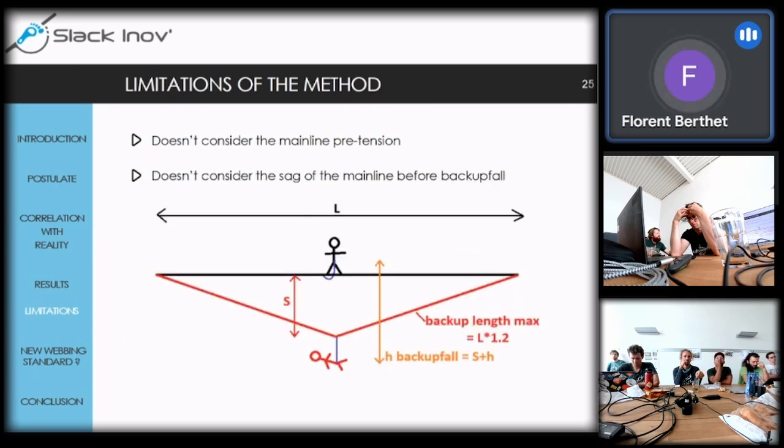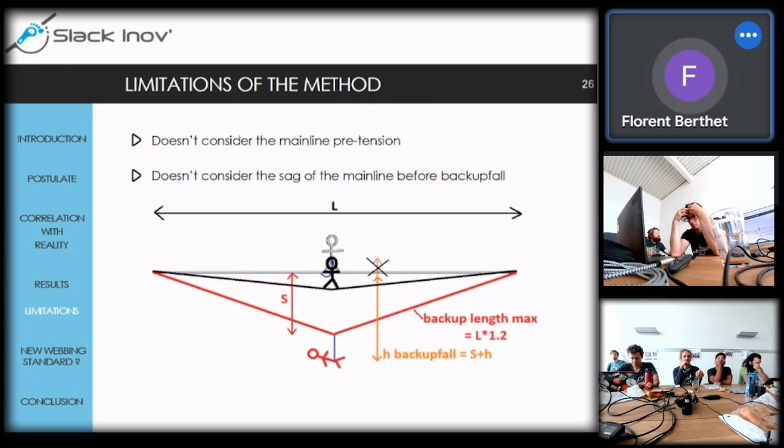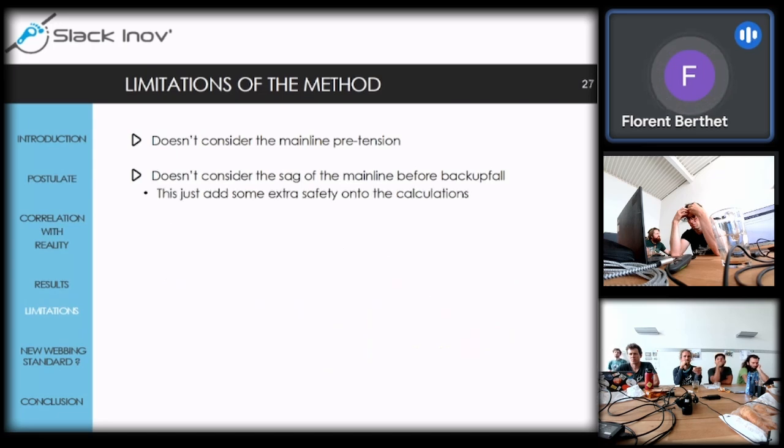So let's go further. It also doesn't consider the sag of the main line before the backup fall, because in reality we are not in the gray scenario, but we are in the black scenario. But for me that is not so much an issue, because I want to know the worst scenario, and this just adds some extra safety to my calculations.